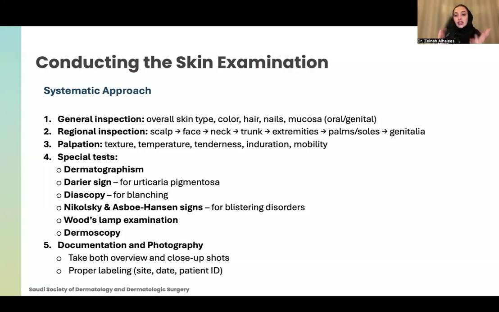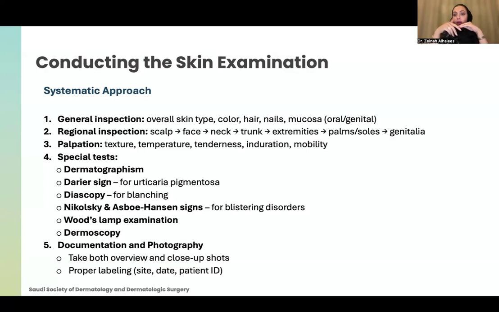And then I move on to examine the rest of the body from head to toe. So you want to do the scalp, you want to look at the hair, don't forget behind the ears, don't forget the ears, back of the neck as well. So you have specific lesions that occur in these places. And then you want to do the trunk and extremities fully. Don't forget your palms, your soles.